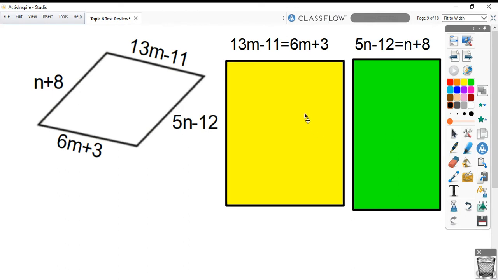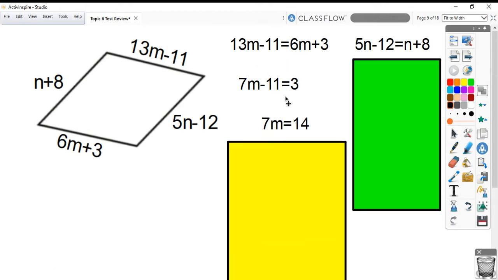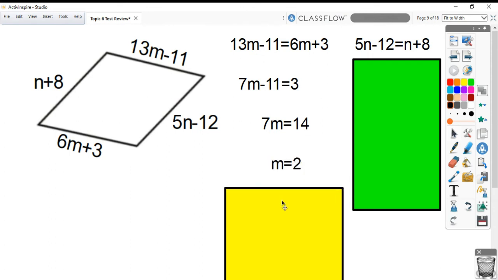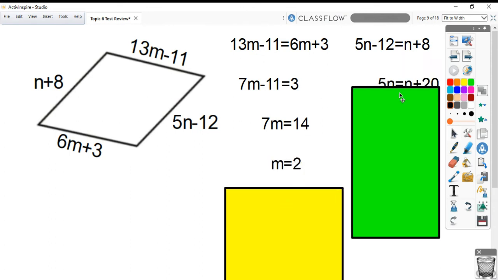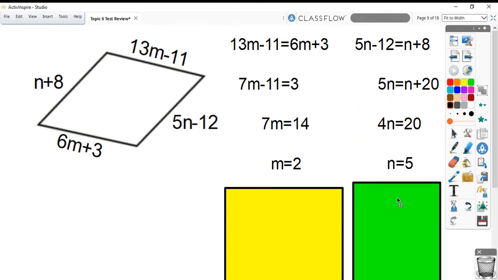We want all of our constants on one side, all of our variables on the other side. All right, so this time we move over, we subtract 6m on both sides, and then we're going to add 11 on both sides. And so m equals 2. On this one, this one did it the opposite way. It did the constants first. We add 12 on both sides, and then we subtract 1n, and then divide. So there's your two answers to that question right there.